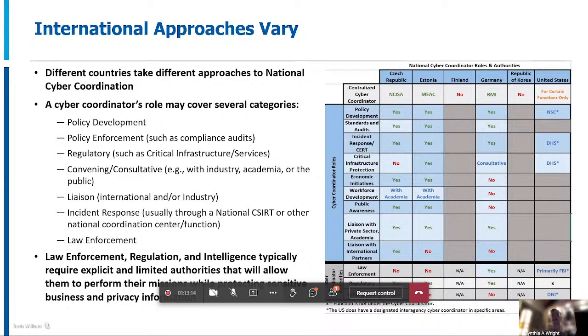This is important so that constituents, business operators, private industry, critical infrastructure, so that they trust and have a good collaborative relationship with these entities. All right, next slide.